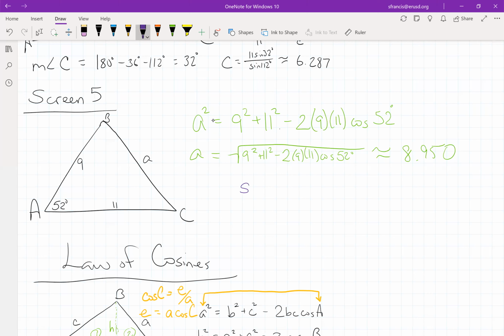So I could set up the sine of 52 degrees over side A. And we know side A is this 8.950, but I want to put an exactly equal to sign here, and 8.950 is an approximation. So I prefer to try to be exact when I can, but that's going to be equal to sine of angle B over 11.